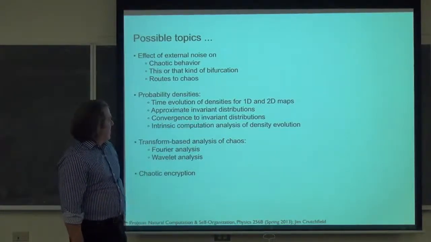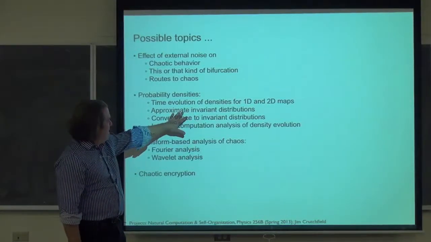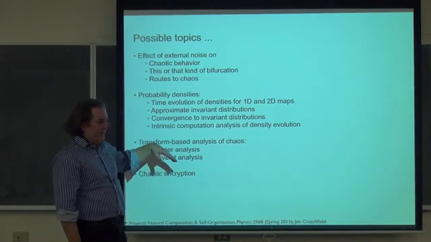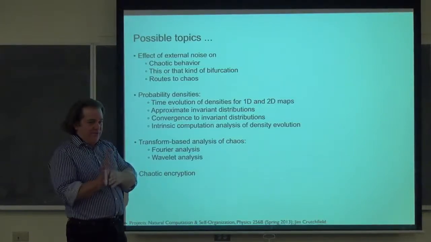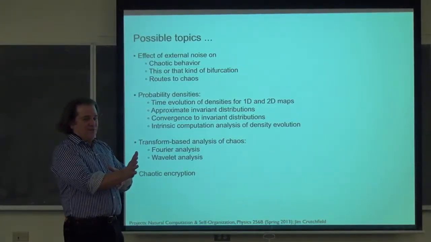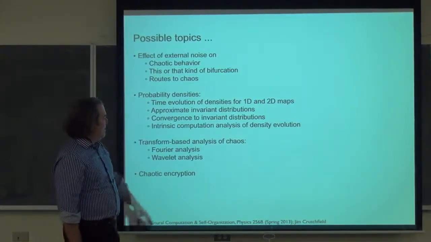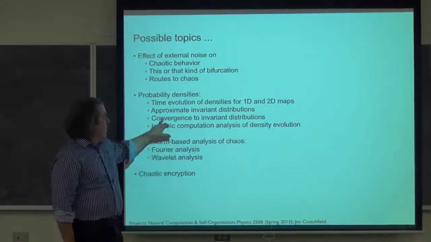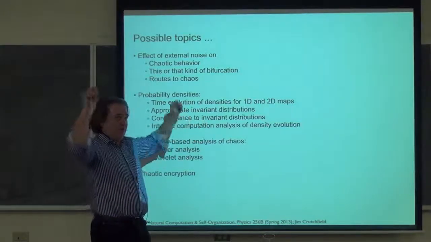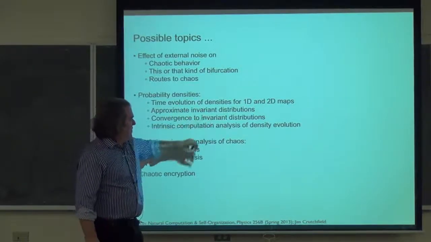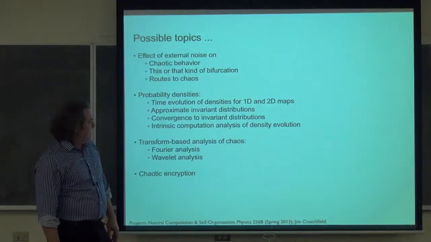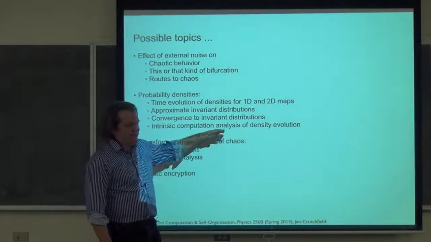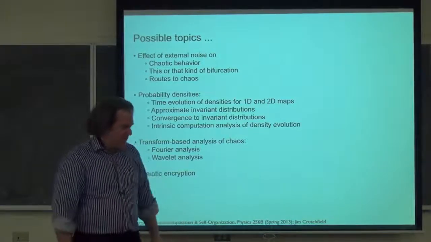Calculating, maybe this is a more technical thing for a mathematician, how do you approximate invariant distributions? Remember, invariant distributions are a kind of fixed point in the space of distributions. They come back to themselves under the dynamic, so that's a fixed point equation you can try to solve. Or you can look at how you converge to it when you start with distributions very far away. And there are various kinds of computational mechanics and informational analyses of the evolution of probability distributions you can do.